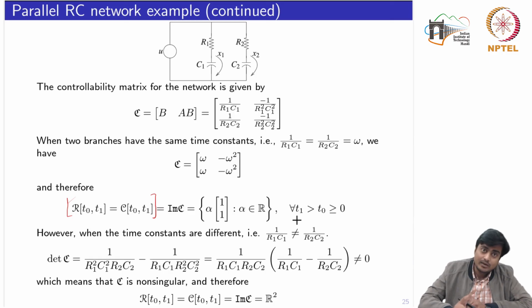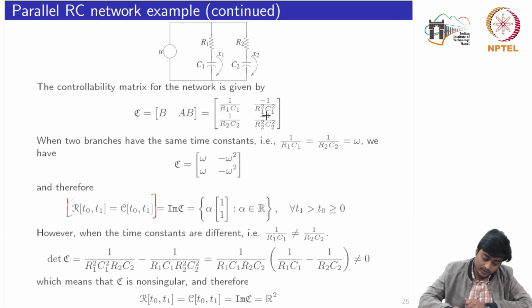Okay. However, when the time constants are different, 1 by R1C1 is not equal to 1 by R2C2, we had seen earlier that the system is then completely controllable and reachable. Why? Because both the subspaces were equal to R square. Now if I compute the determinant of this matrix, we would see that the determinant is not equal to 0. Right? So the image of C is the complete space.